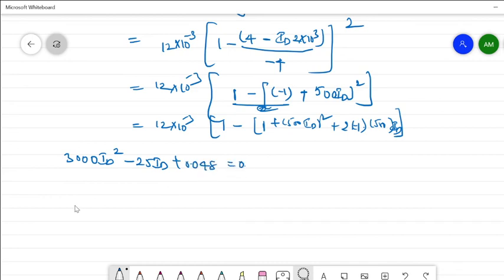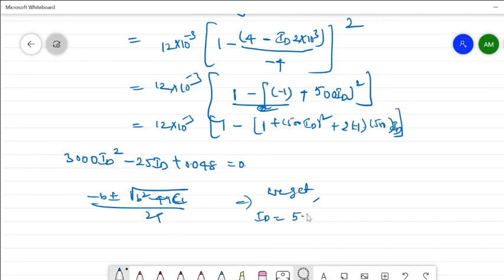equal to 0. Then solving with the quadratic equation formula, minus b plus or minus root of b square minus 4ac, by 2a, we finally get ID equal to two values, 5.33 milliamperes or 3 milliamperes. So you have to substitute these two to get the VDS value.